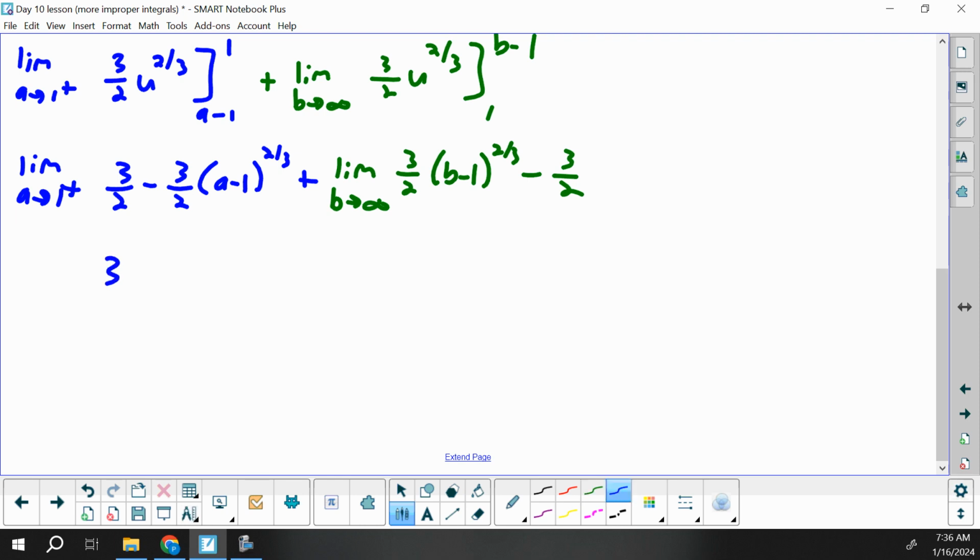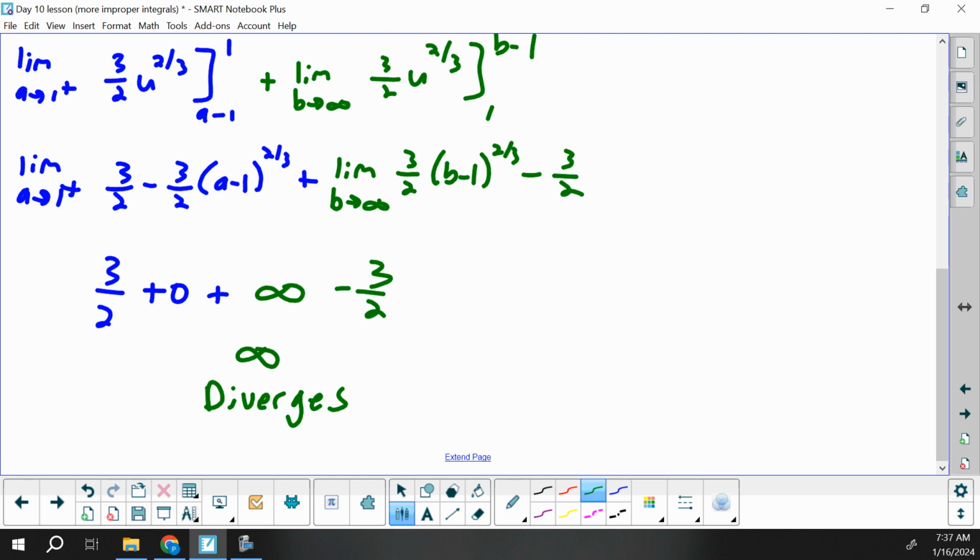So we'll have 3/2. As a gets close to 1, that second expression is going to go to 0. So we'll have 3/2 plus 0 plus, as b goes to infinity, that first expression is going to infinity, and then we have a minus 3/2. Because there is an infinity involved, this is automatically a divergence. Essentially it would end up as infinity.